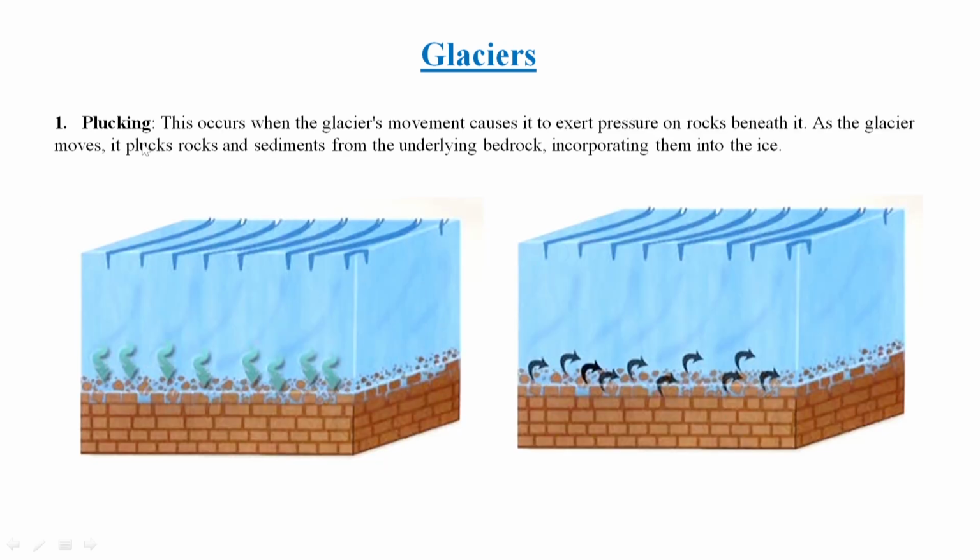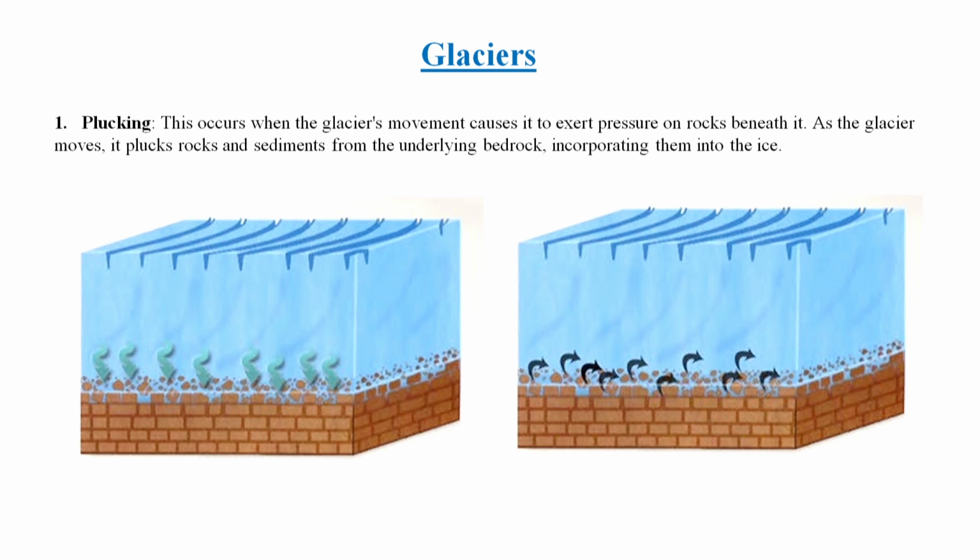So the first mechanism is your plucking. Like in this example, you can see that this glacial ice is moving. This occurs when the glacier's movement causes it to exert pressure on the rocks beneath it, that's your valley floor or your bedrock. As the glacier moves, it plucks rocks and sediment from the underlying bedrock and incorporates them within the ice and flows along with it.